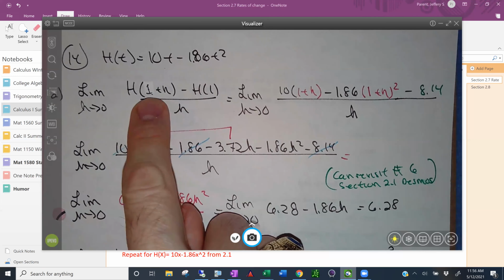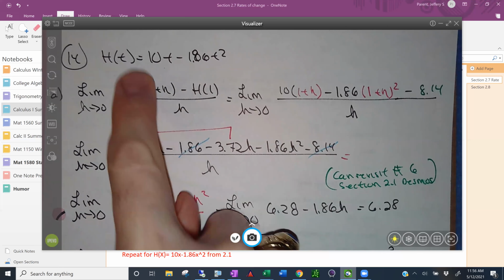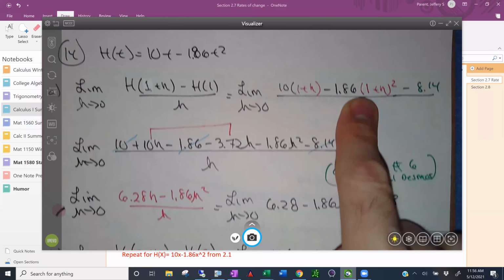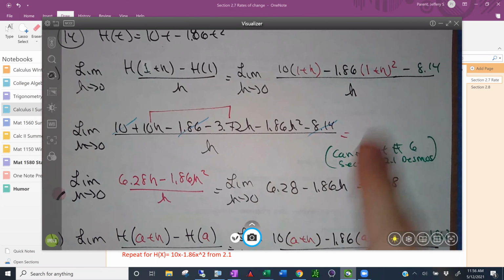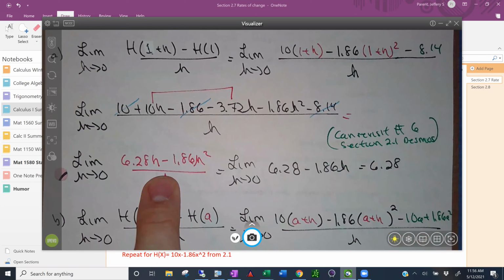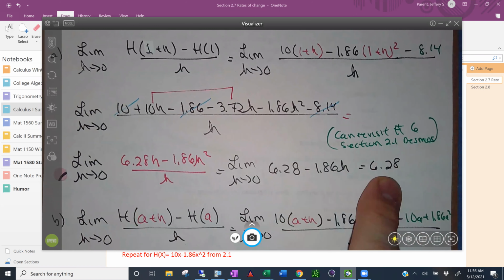You plug in 1 plus h, 1 being your a in this case. You simplify the numerator. After squaring this out and distributing the negative 1.86, you can simplify your numerator, factor out the h and cancel it, and then take the limit. You might remember the other day we got something like 6.27999, all right? And the actual limit turns out to be 6.28. That's the slope of our tangent line here. So, hey, it works out good.